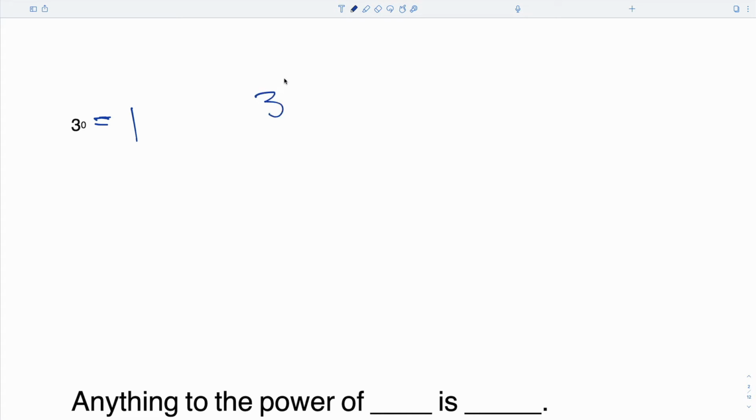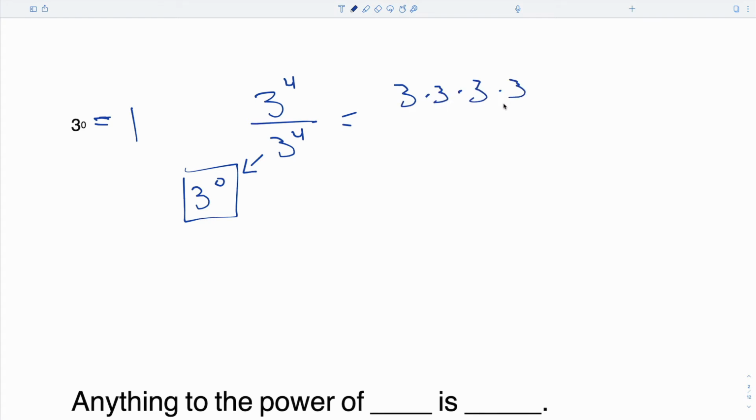Let's just say it's 3 to the 4th this time, over 3 to the 4th. Quotient property says to subtract 4 minus 4, and you get 3 to the 0. Okay, let's prove that. 3 to the 4th is written like 3 times 3 times 3, and on the bottom, 3 times 3 times 3 times 3. 3 to the 4th matches like that.